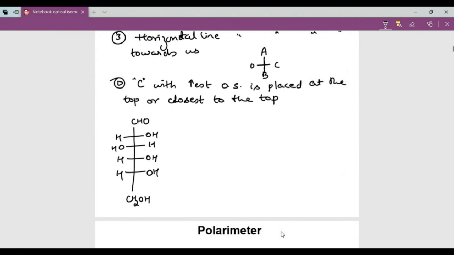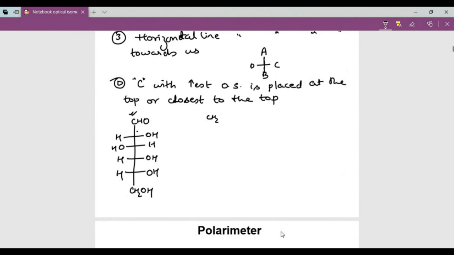This is the conventionally correct Fischer projection. If you see, the longest carbon chain is placed on the vertical line, the highest oxidation state carbon on the top, and the rest are right and left. These right and left bonds will be coming towards us, and the vertical ones will go behind the plane of the paper.